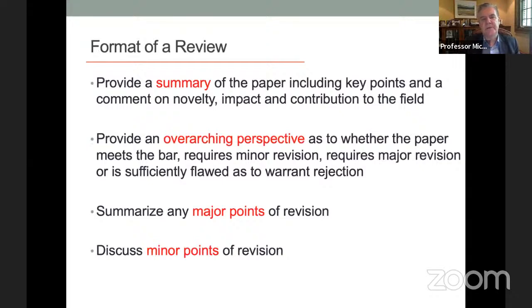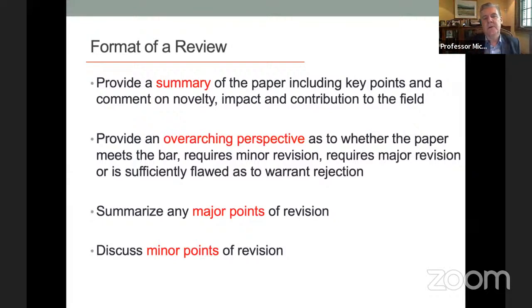So I realize that Professor Schroeder will have spoken about a few of these points, but I think it's helpful to provide different perspectives. In terms of the format of a review, as an author, I take great importance in the format of the review that the reviewer takes, and this can be very helpful. My expectation as an author would be that the reviewer has a good knowledge of the article. This is evidenced by providing a summary of the paper in the opening paragraph of the review. This should include the key points and a comment on the novelty, impact, and contribution to the field. So this gives the overarching summary.